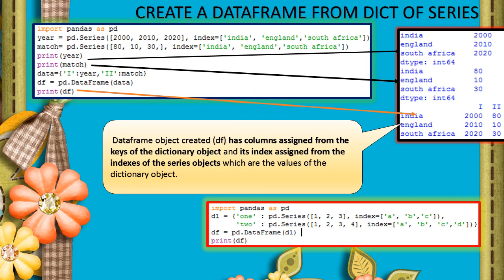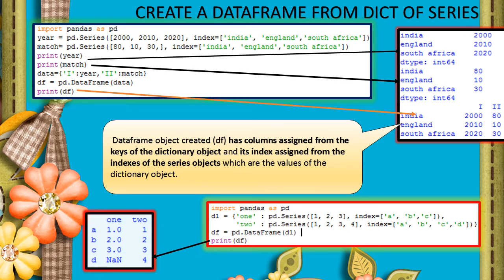And next one, directly inside the dictionary we can create the series object. As example, one is a key and values is pd.Series of 1 2 3 and its index a b c, and second key 2, its series values 1 2 3 4 and its index a b c d. So d is missing in the first series, so it comes as a not a number.